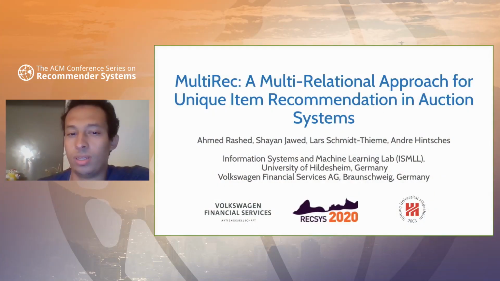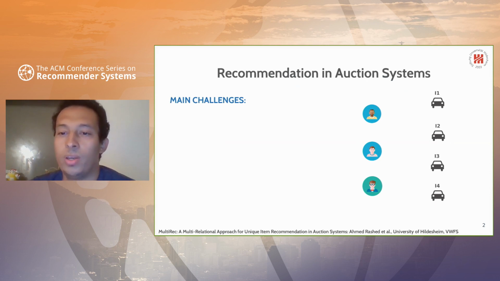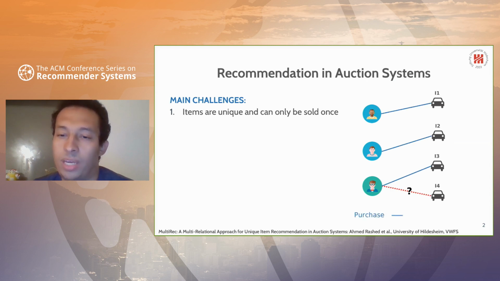So, welcome everyone. I will be presenting our paper with the title MultiRec, Multi-Relational Approach for Unique Item Recommendation in Auction Systems. This work is in collaboration with Volkswagen Financial Services. So, let me first talk about what's the problem with auction systems. For example, in used car centers in Volkswagen, we have a traditional interaction between dealers and used cars. Let's say we want to build a recommender system for dealers that will be recommending used cars for them. In auction systems, we have a problem where items can only be sold once. So a dealer can buy a car and that's it. The car cannot be sold again.